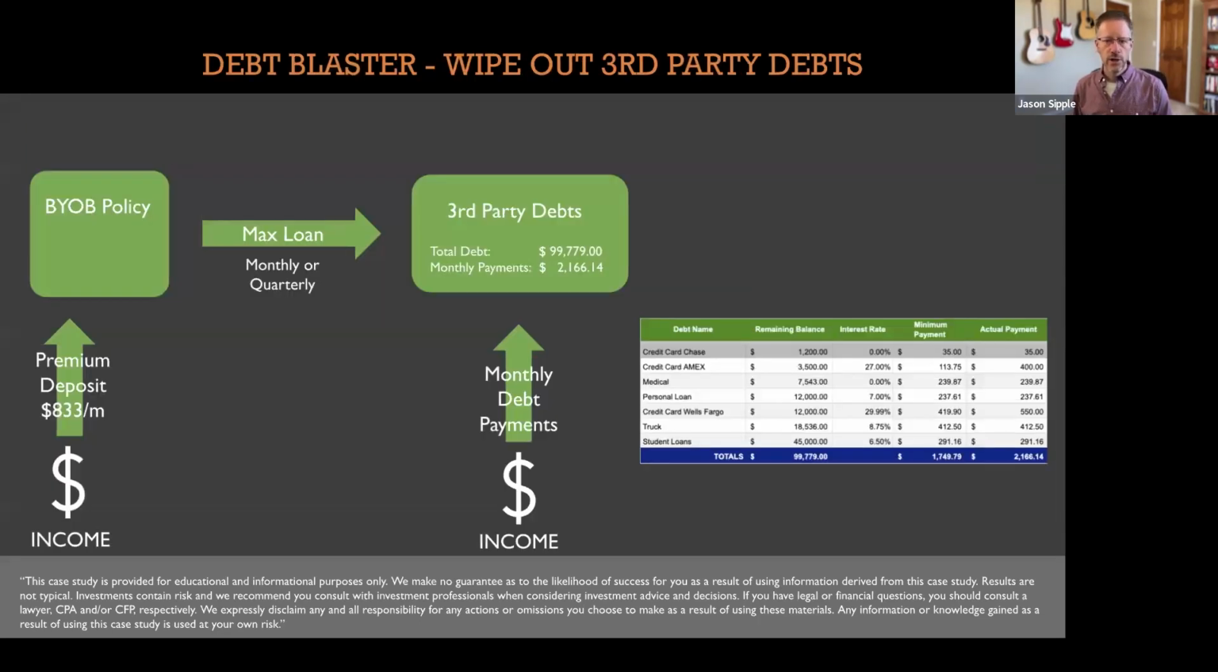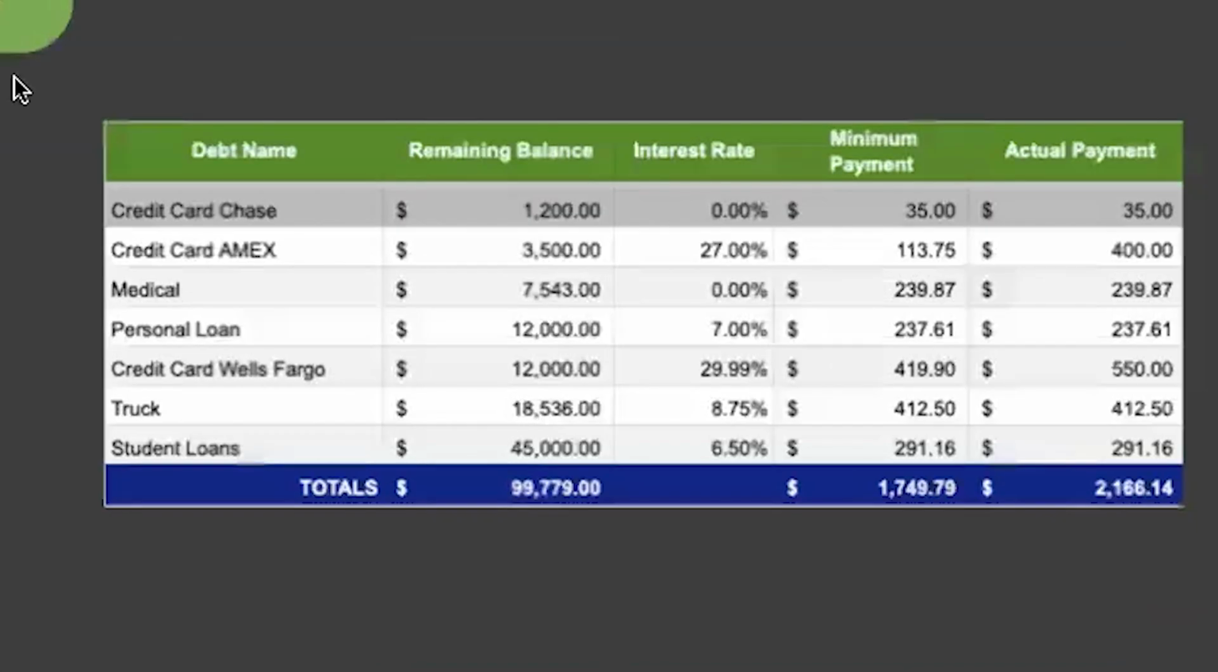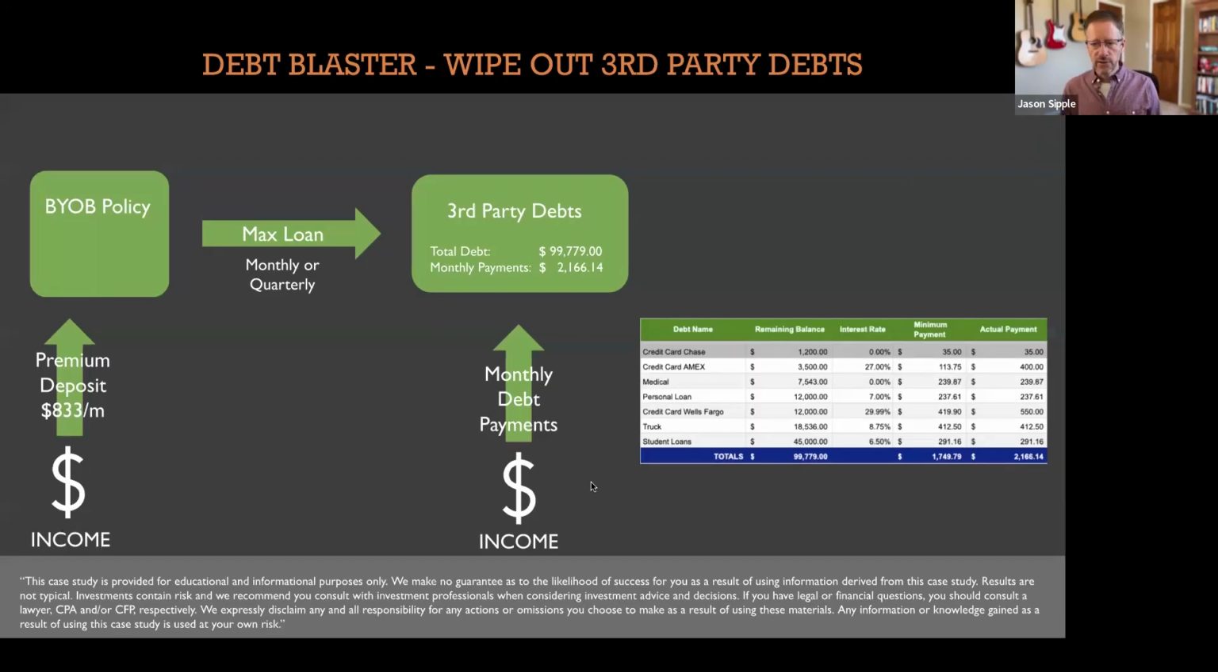Now, what I want to show you is the process of how the money flows. So over here on the right, we've got all your debts listed. And remember, your actual payments are $2,166.14. We still need to do that. Now, in this case, you might go down to the minimums. That's up for discussion in the strategy session. This client decided to keep paying that $2,166.